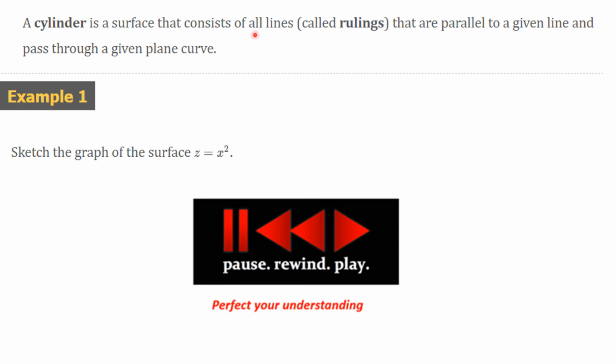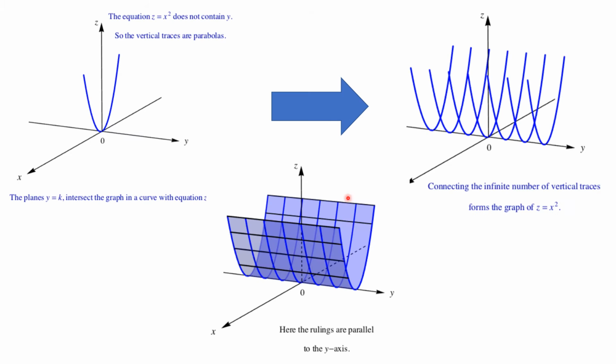A cylinder is a surface that consists of all lines that are called rulings that are parallel to a given line and pass through a given plane curve. Now, that's a definition, but it's much better to look at an example. So here, the first example, you're being asked to sketch the graph of the surface z equal x squared. You know what to do. Let's see how you did.